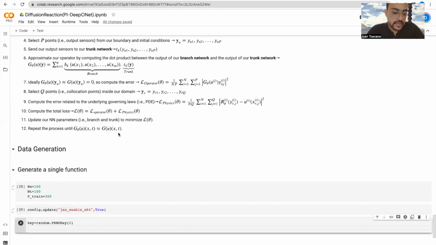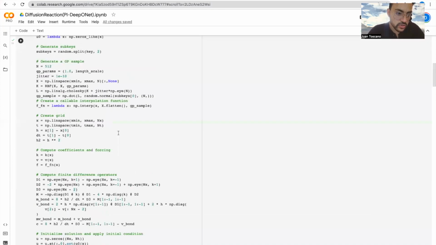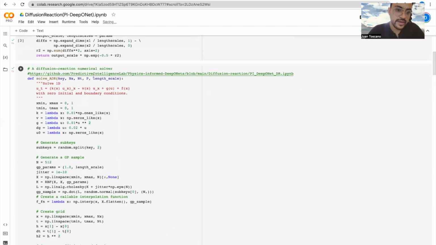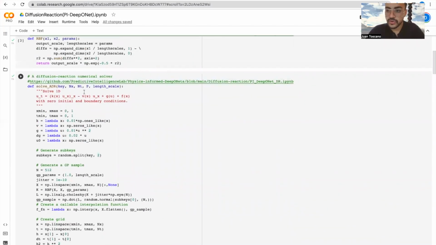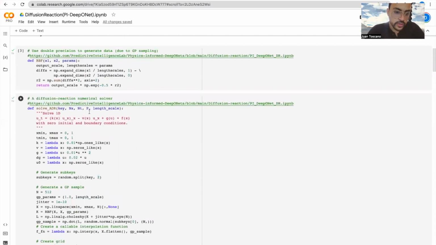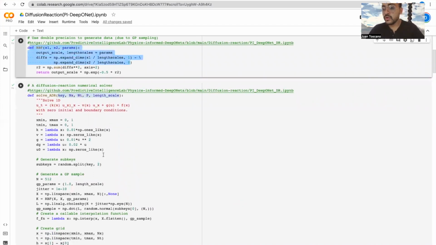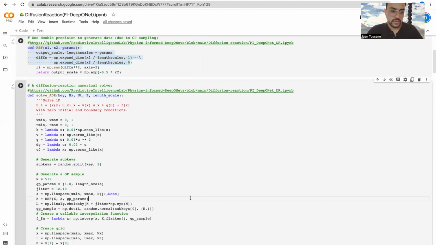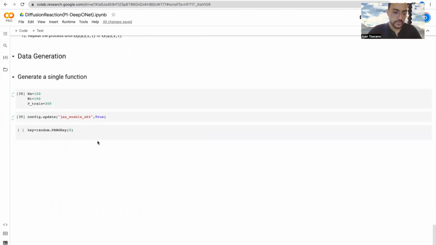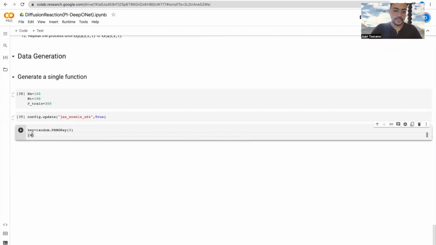So now to generate the data, we will use one auxiliary function, which is a diffusion reaction numerical solver. This function will take some input parameters, will generate the random function, and then we'll plug it into the partial differential equation, and we'll solve it for that specific function. So let's use it. So it would be x, t, u, which would be the input function.